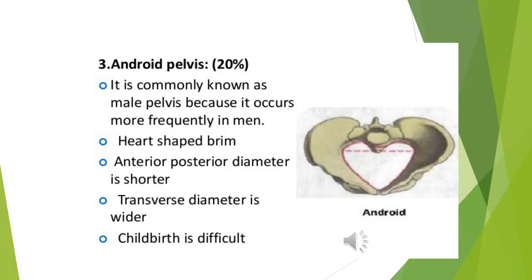the subpubic angle and the greater sciatic notches are narrower, so that the cavity is funnel shaped and the outlet is reduced in all diameters. So childbirth is difficult in this type of pelvis, and the pelvic brim is heart shaped. So the anteroposterior diameter is shorter.